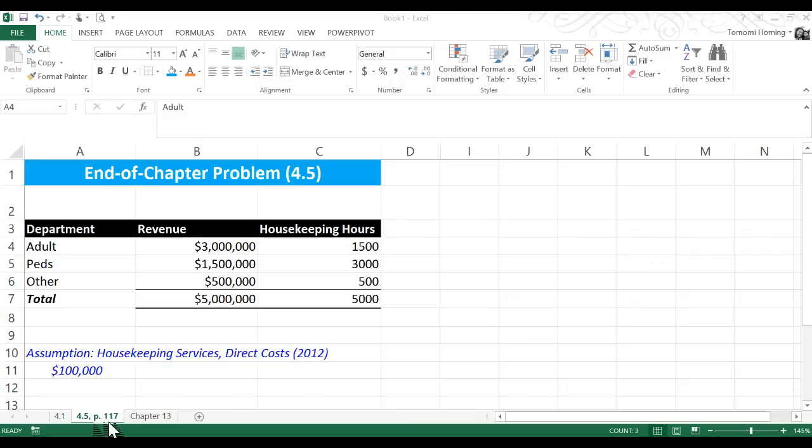I'd like to go over end of chapter problem 4.5 with you. It starts on page 117 of your textbook and goes to the top of page 118. And this problem really conceptually outlines what's going on with the cost allocation process, which I know can be a little bit confusing at times, but really it's a very simple idea.